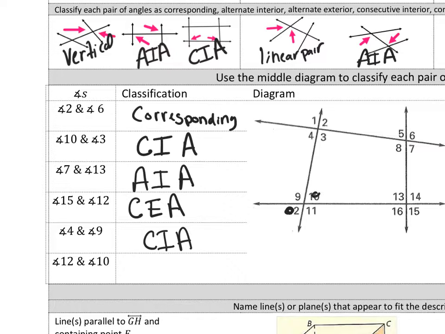12 and 10. Oops, forgot to do them in red. 12 and 10. Those ones are right across from each other. So that is again from yesterday. Those are vertical.